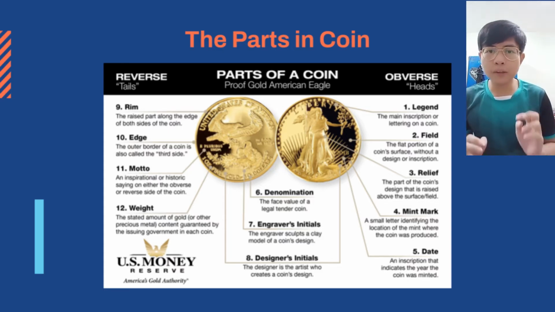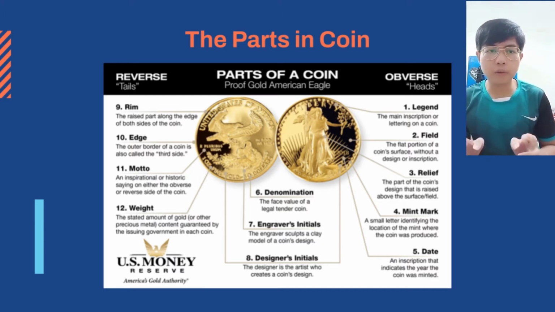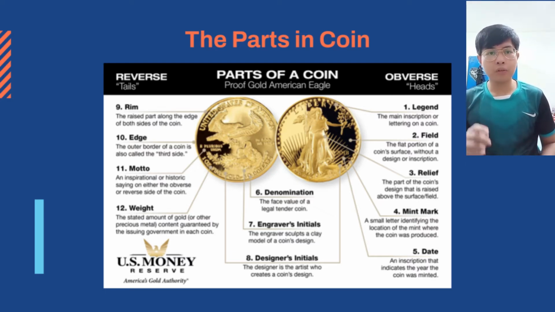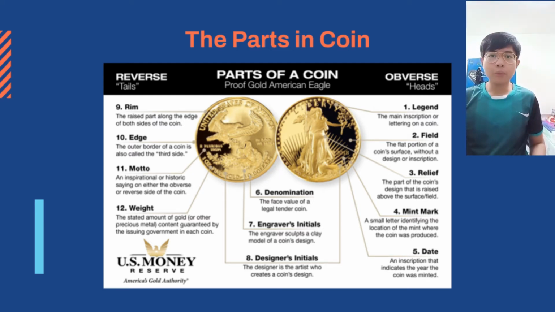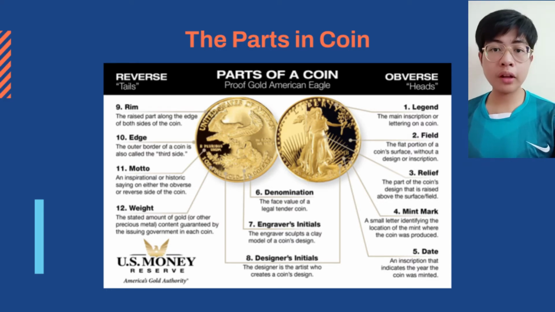Next, we went on to denomination. It is the face value of a legal tender of the coin, while the engraver's initial, it is the engraver's scope, a clay model of a coin's design. And next to the number 8, it is the designer's initial, in which the designer is the artist who creates the coin design. And the number 9, it is the raised part along the edge of the size of the coin. And number 10, which is the edge, it is also known as the third side.